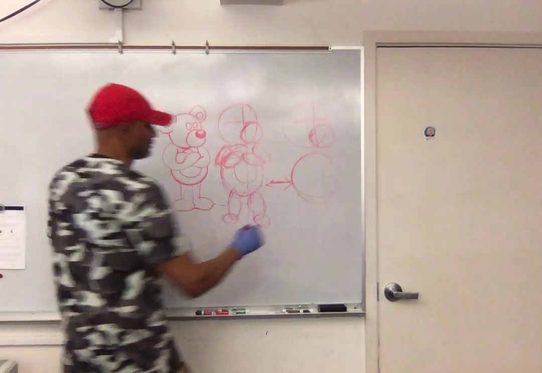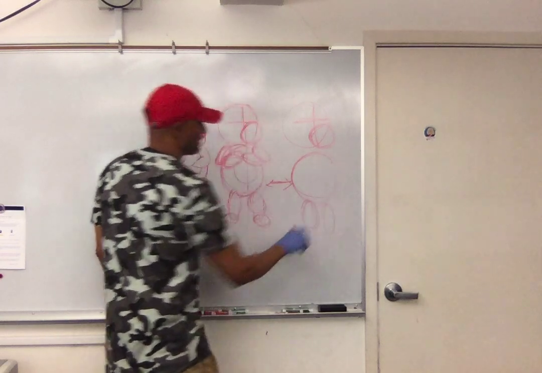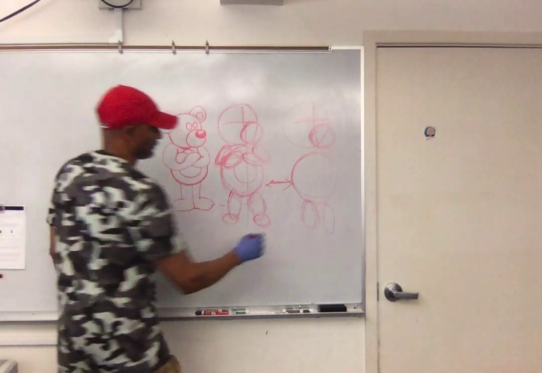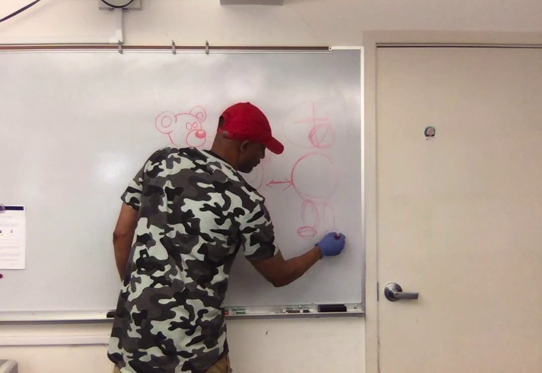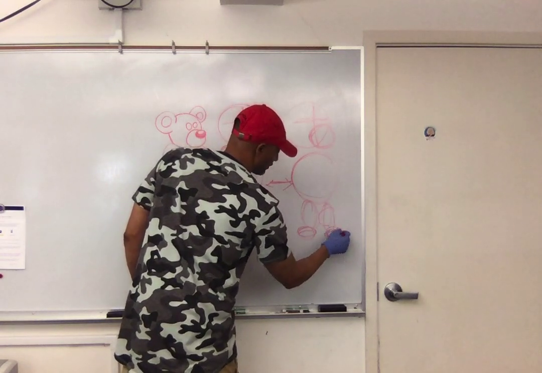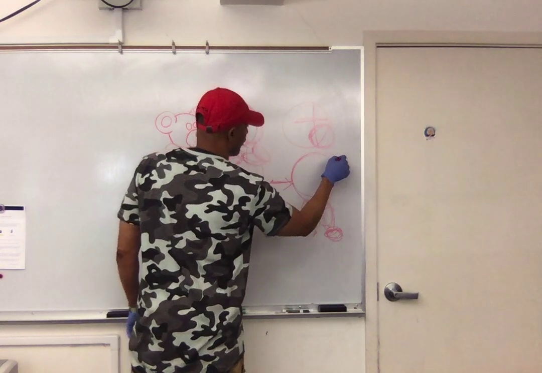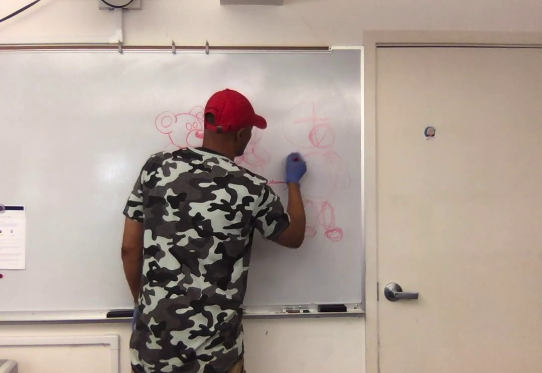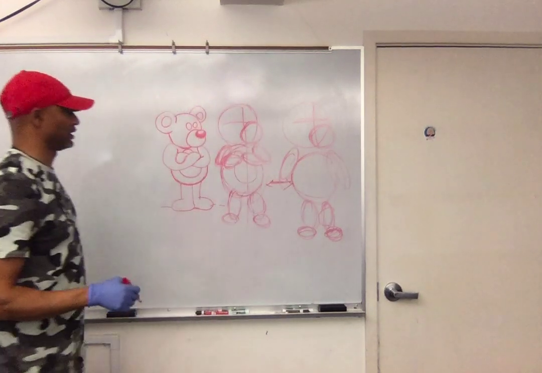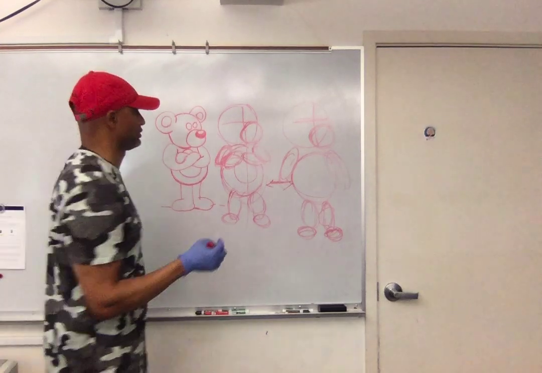Then we have these more of an oval shape here and here to make the legs. Then you have that other circle, which you will attach to this oval here. Make the circle, then you have the oval. Then the arms can be an additional oval, depending on how you want your character to be.